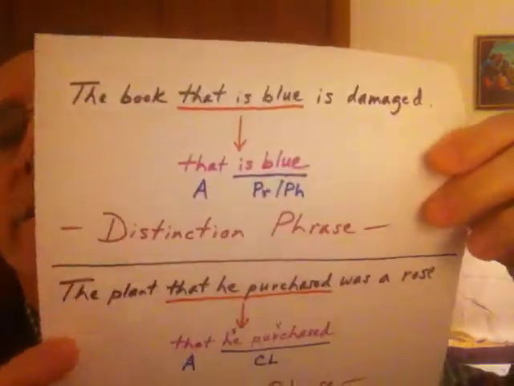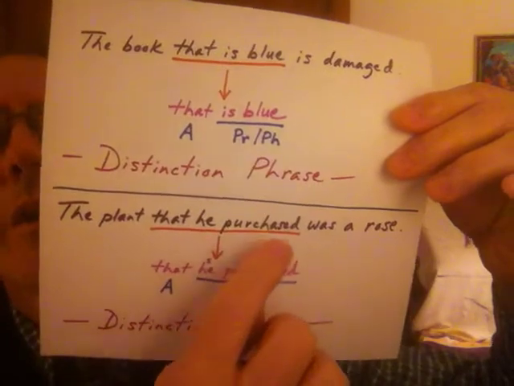Now, here's another sentence. The plant that he purchased was a rose.